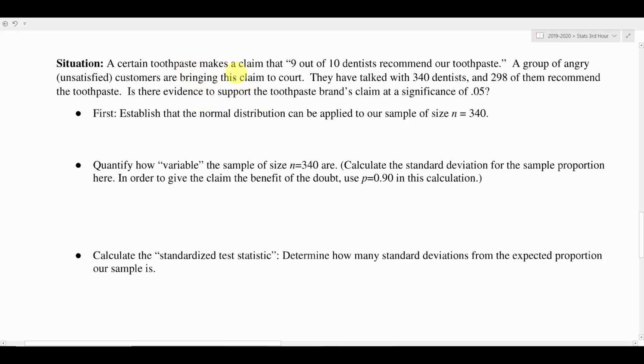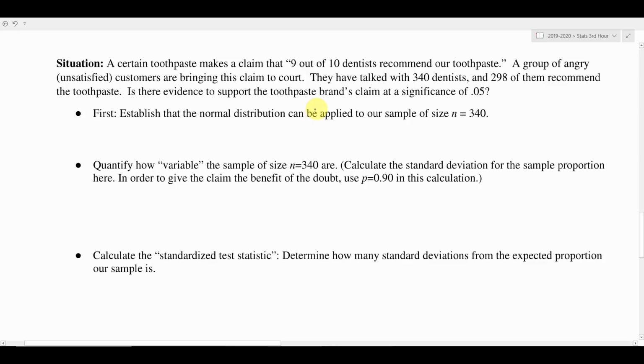So there's a certain toothpaste brand out there that claims 9 out of 10 dentists recommend our toothpaste. Now there's a lot of angry customers out there that think that they lied about this, and they're bringing this claim to court. And they went out themselves and talked with 340 dentists and found that 298 of them recommended the toothpaste. So the question is, is there enough evidence to support the toothpaste brand at a significance of 0.05?